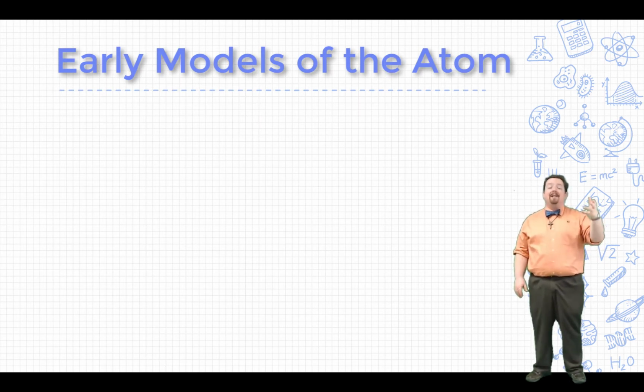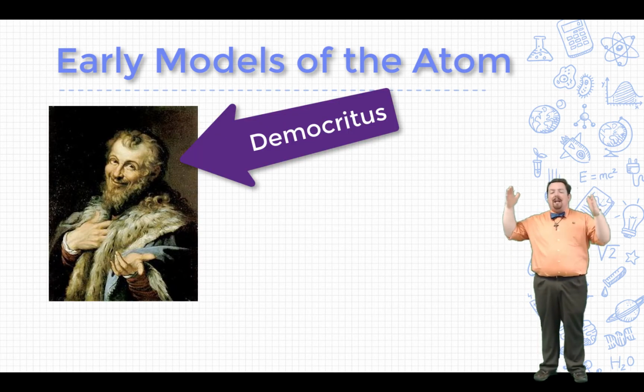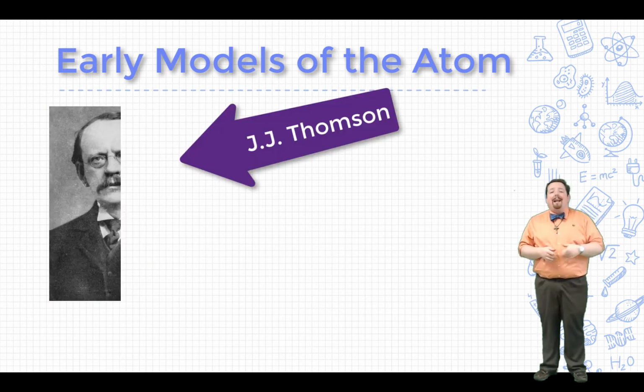So for years we had a very skewed idea of what the atom looked like. The very first person to think of an atom was the Greek philosopher Democritus, and he theorized that if you take a substance and cut it in half, and then cut it in half again, and keep cutting it in half, you'll eventually run across a very small particle that couldn't be split up anymore.